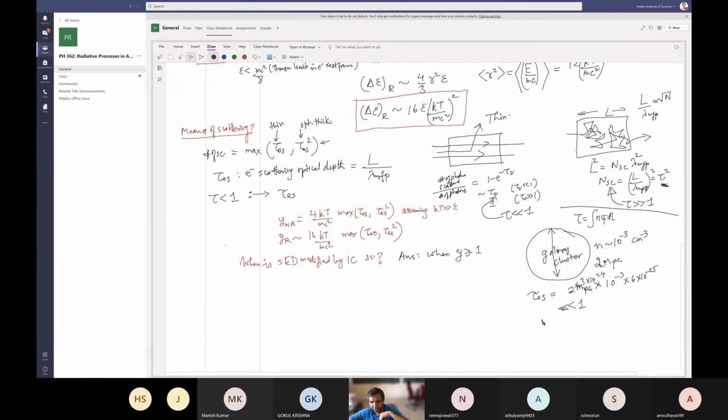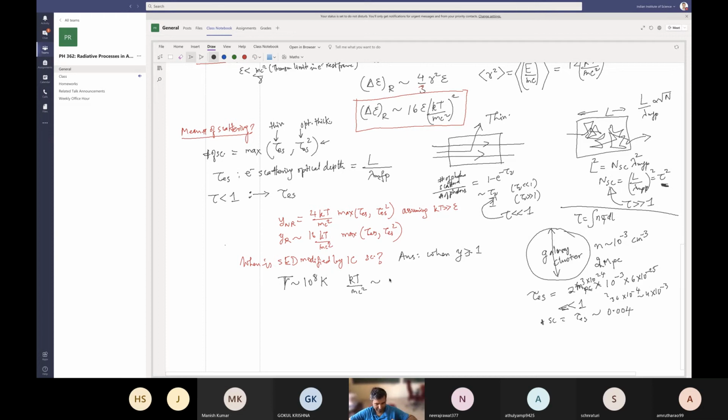So the number of scatterings is equal to tau es, which is, let's say, 6 sixes are 36 times 10 to the minus 4. So this is 4 times 10 to the minus 3, 0.004. And let me tell you the other things. kT, so the temperature of galaxy clusters is 10 to the 8 Kelvin. So what is kT by mc squared?